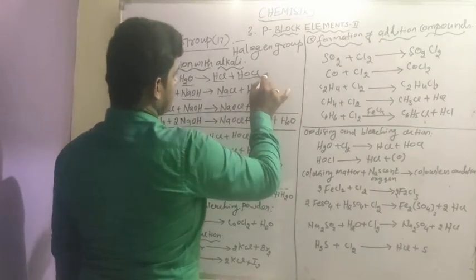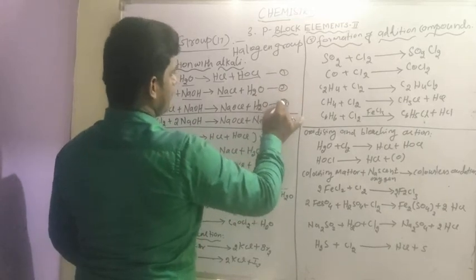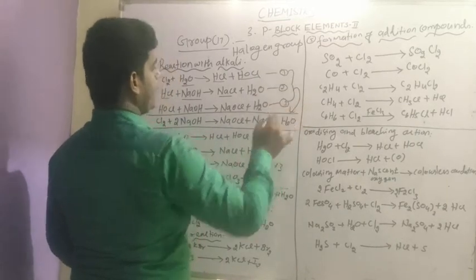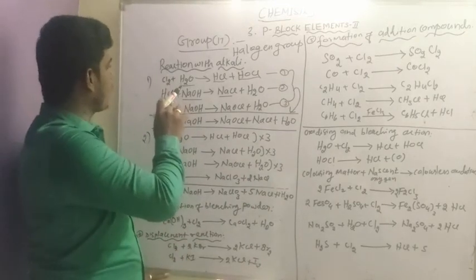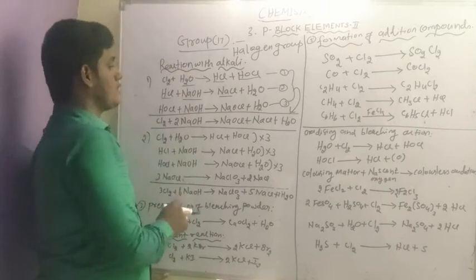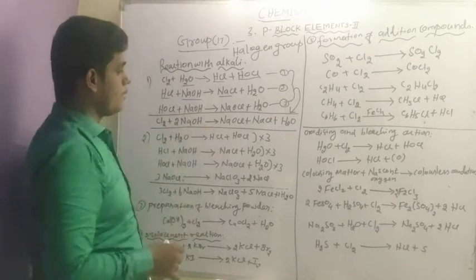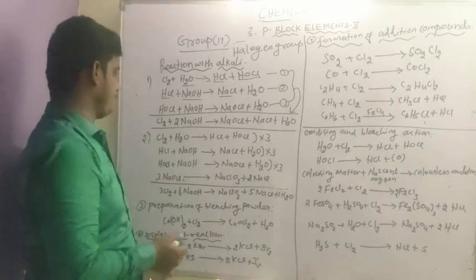So these are the three steps: step 1, step 2, step 3. These are the overall three steps for this reaction. It is simple: first it reacts with water, and further it reacts with a strong base, NaOH, to produce sodium hypochlorite, NaOCl.